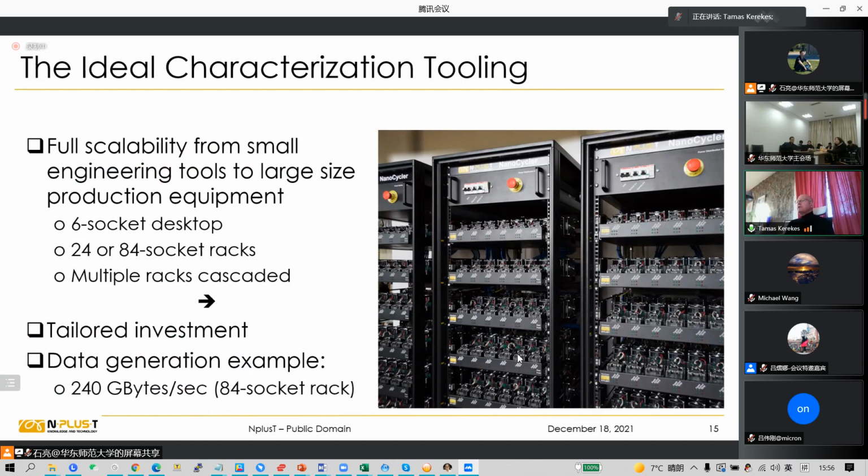Of course, the scalability is also important, from the small systems which have a few sockets up to the bigger systems. So we now build racks with 84 sockets, and also the possibility to cascade and share data between multiple racks. This helps you to tailor and optimize your investment, and you can really generate a lot of data. We measured 250 gigabytes per second data generation with a single 84-socket rack system.